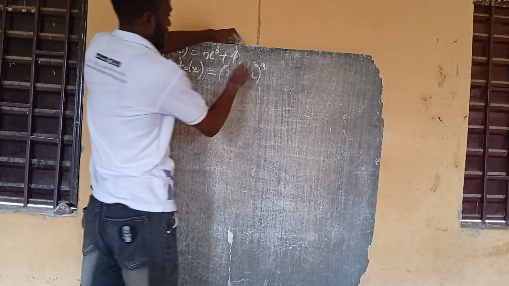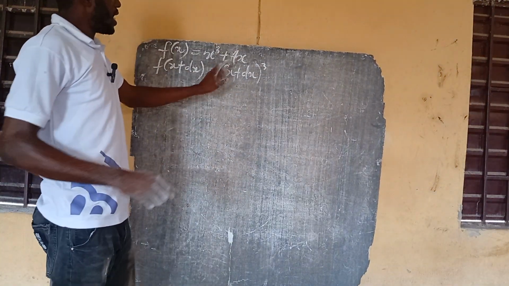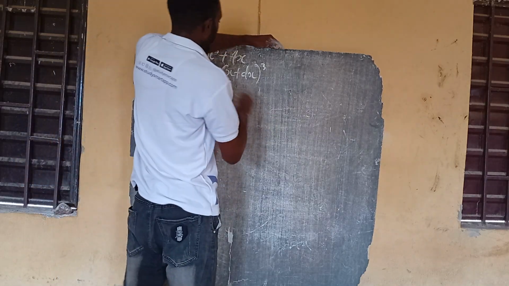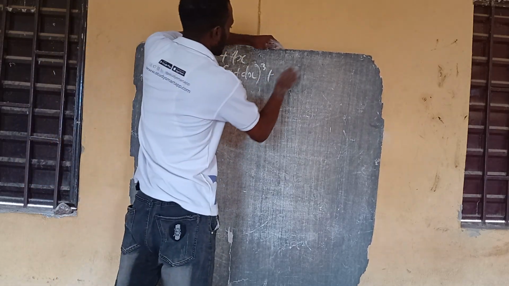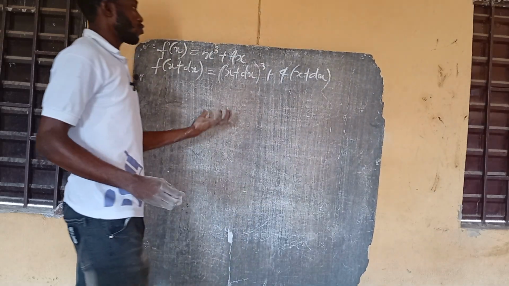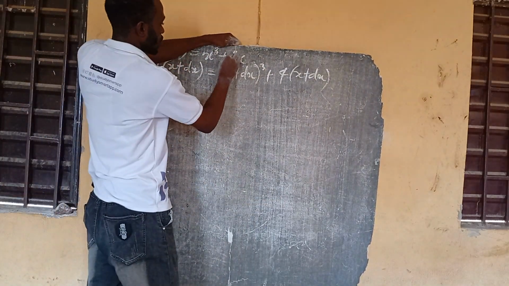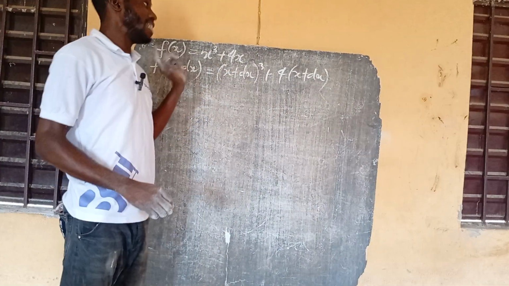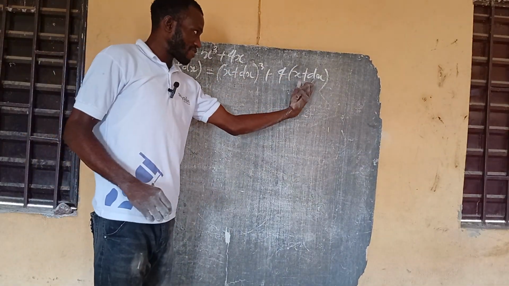Let's say there was one x here too, so that you will know that it is the same. It will become x plus dx, then plus 4x dx. This is just to make you know that if this was not a constant, if it's actually an expression that carries x, then it will still affect it. Is that okay?